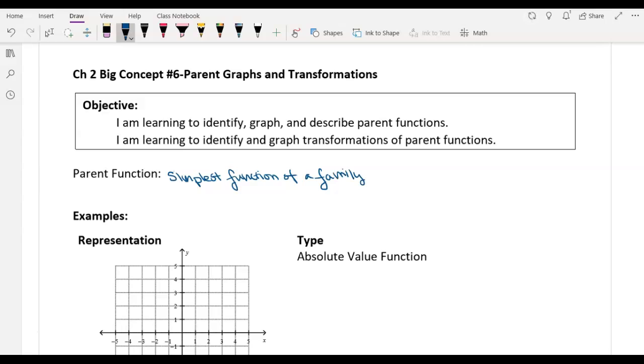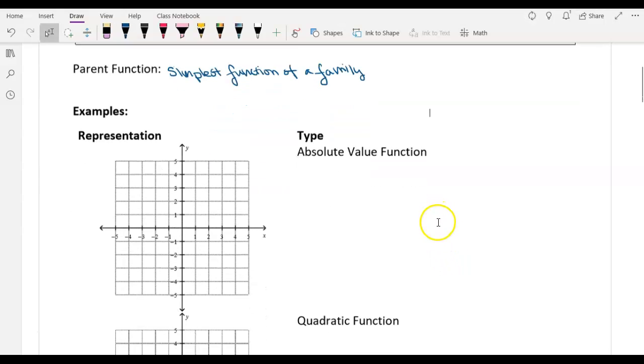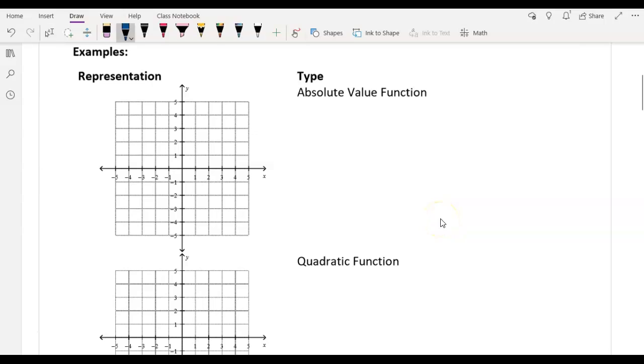It is the simplest. So, what does that mean? Well, from our previous notes, you know what the absolute value function is, but let's dive into it a little bit further. The absolute value is f of x is the absolute value of x, where x is surrounded on both sides by these vertical bars.